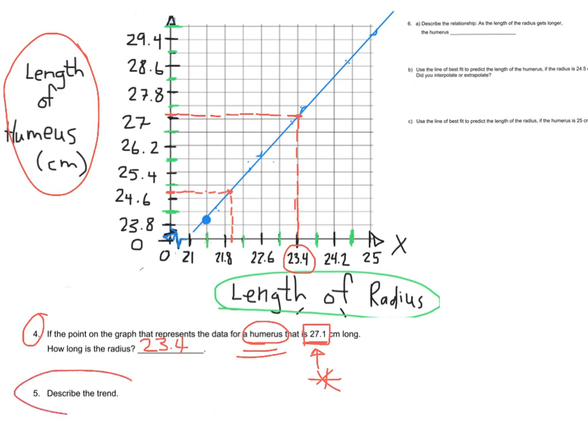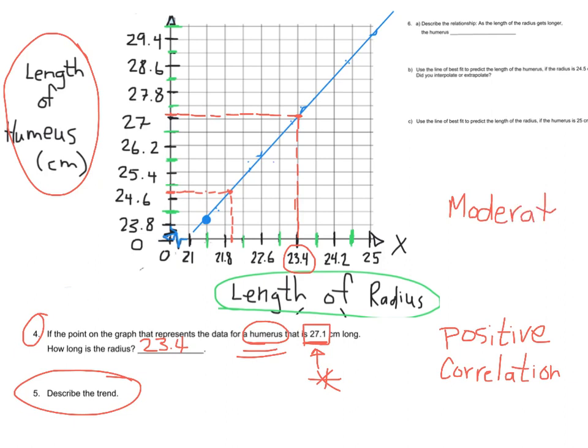It asks us to describe the trend next. And the trend in this case is a positive correlation. It's positive because both things are increasing. As the length of the radius increases, so does the length of the humerus. Also, you can say it's linear, but is it strong? I mean, those points weren't too close to the line, so I would say it's moderately strong. That's what I would say. It's moderate strength.